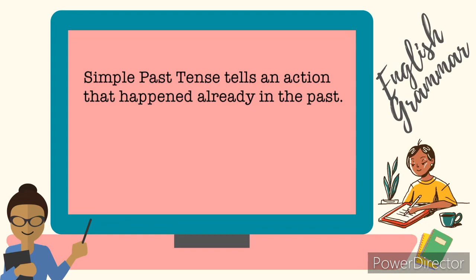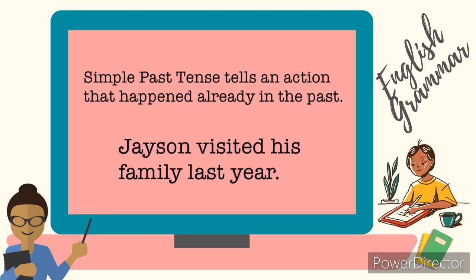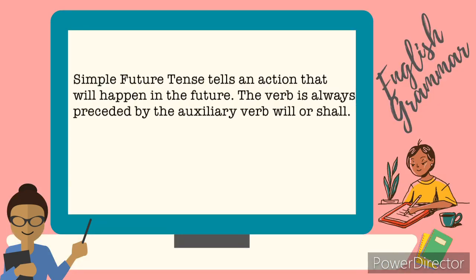For example, Jason visited his family last year. In this example, the action took place in the past, so we have the simple past tense of the verb, which is visited. The last one for simple tenses is the simple future tense. It tells an action that will happen in the future. The verb is always preceded by the auxiliary verb will or shall.